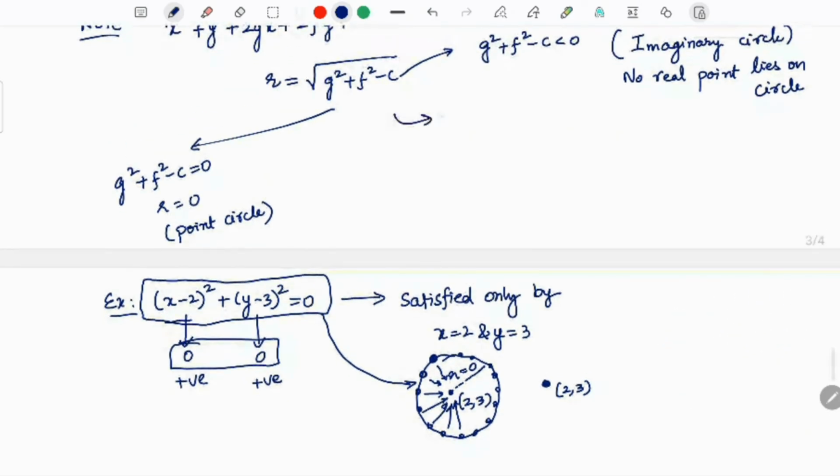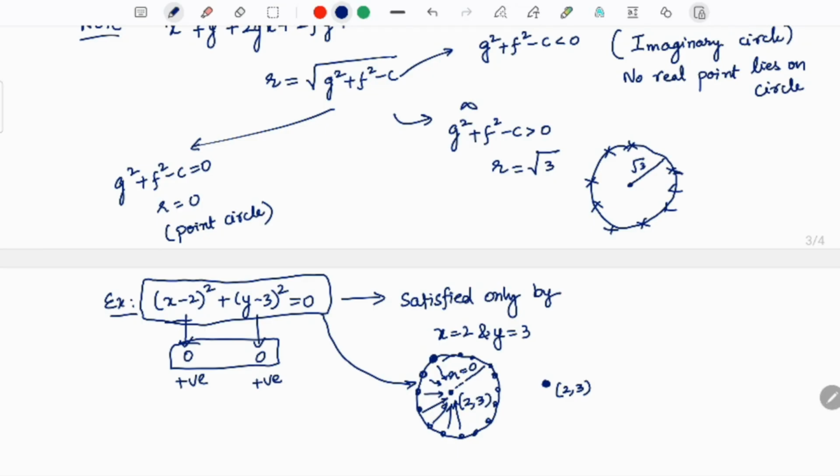Then if g square plus f square minus c is greater than 0, then no problem. Under the root, we have some positive number. Radius root 3 means we have a circle with some non-zero radius. That means how many points satisfy the circle equation now? Infinite points satisfy the circle equation.